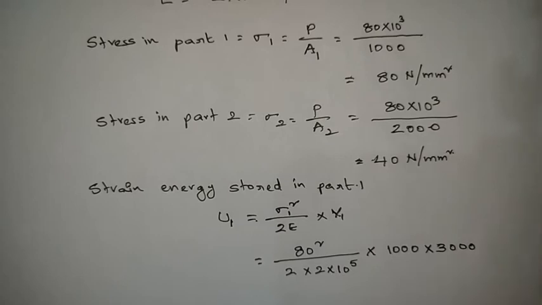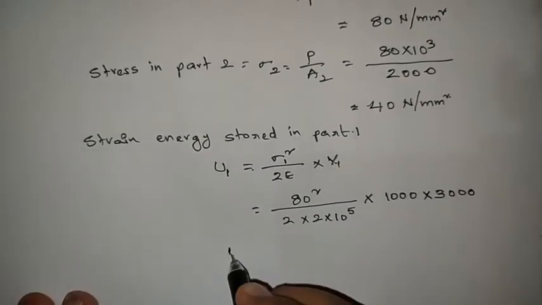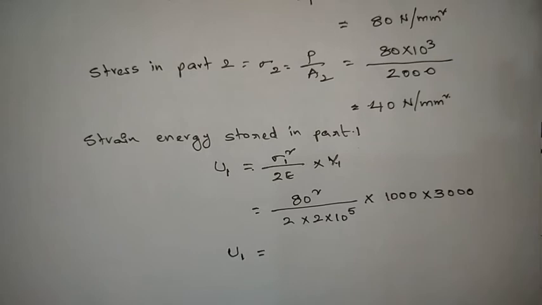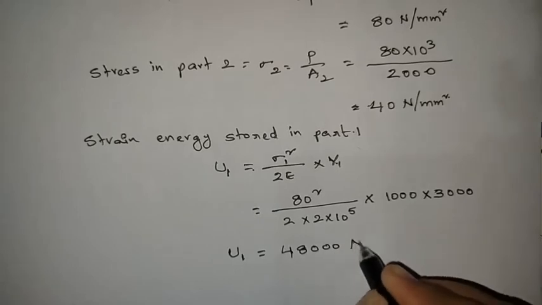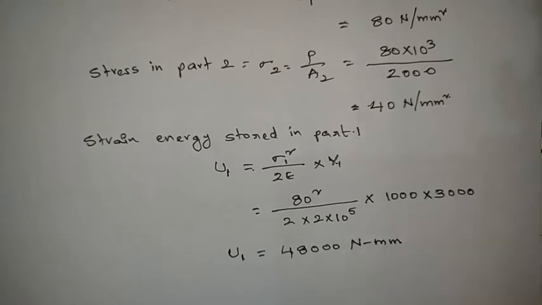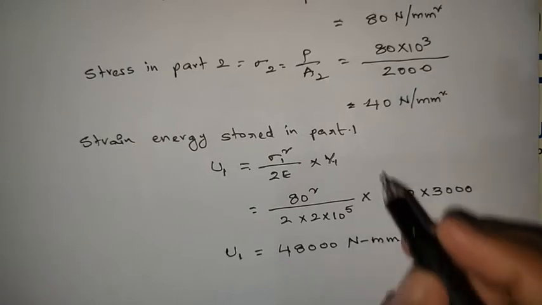So if you solve that, you will get the strain energy. So strain energy is equal to 48,000 Newton mm, right? So if you don't know the unit of strain energy, you can substitute here.